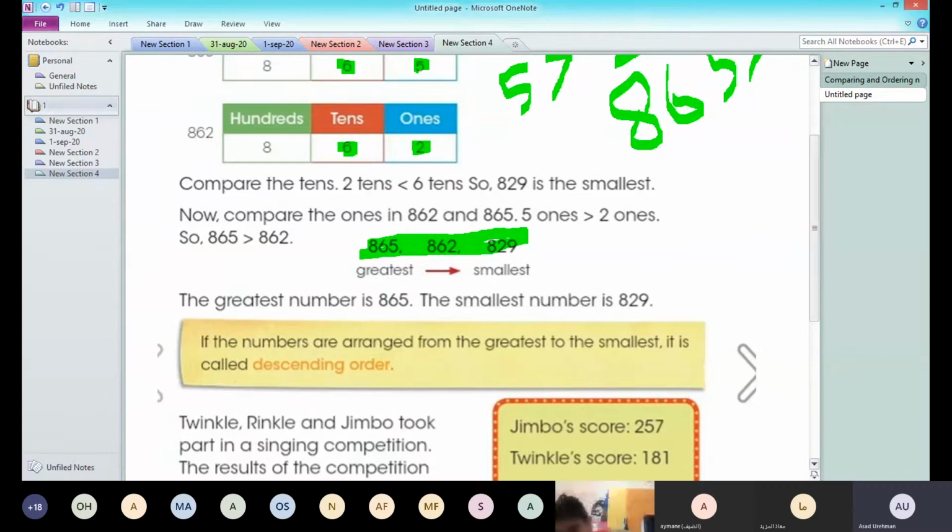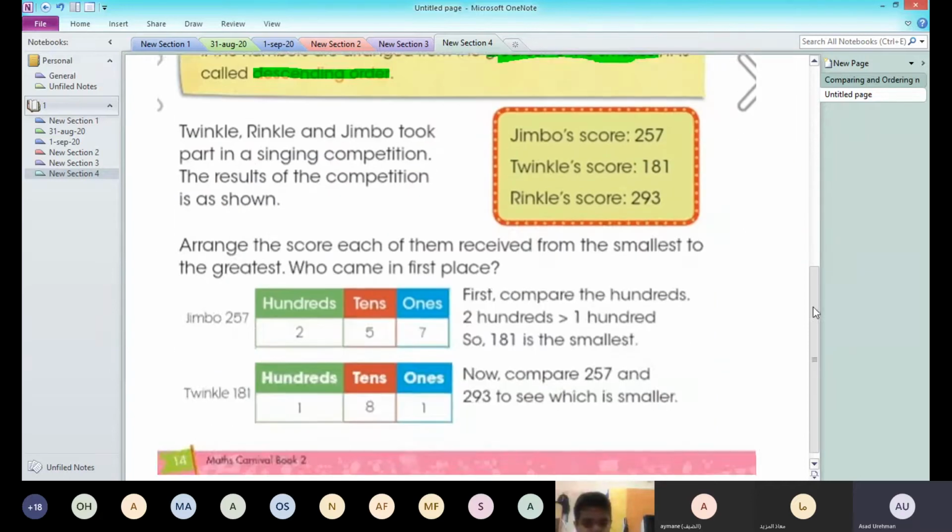Okay, guys, one more thing. When you arrange the numbers from greatest to smallest, this is called descending order. Okay, now check one more example here.